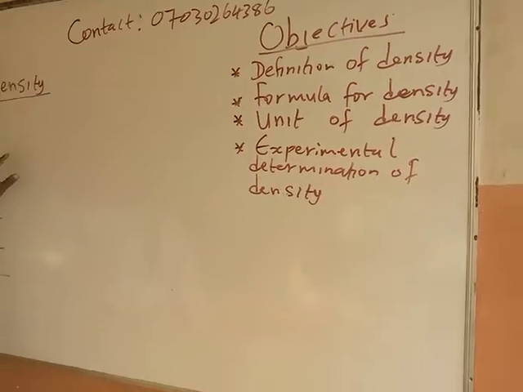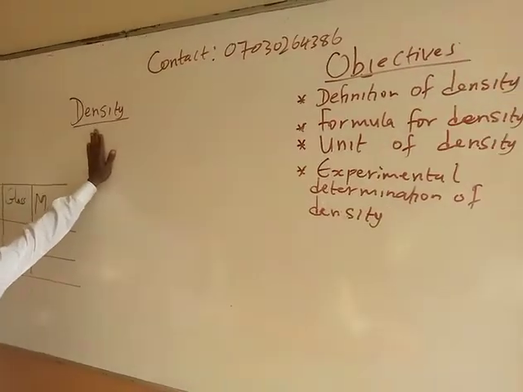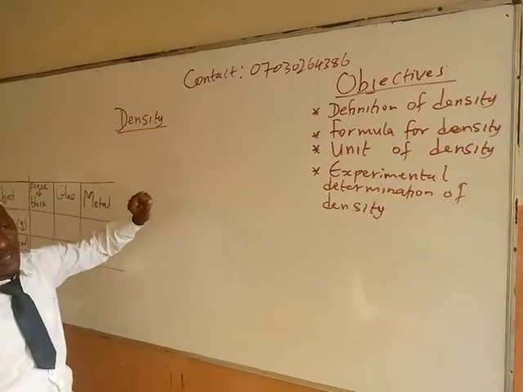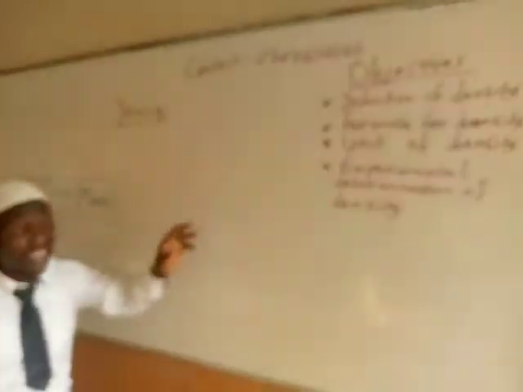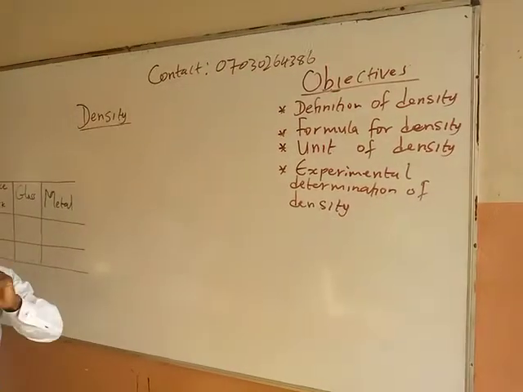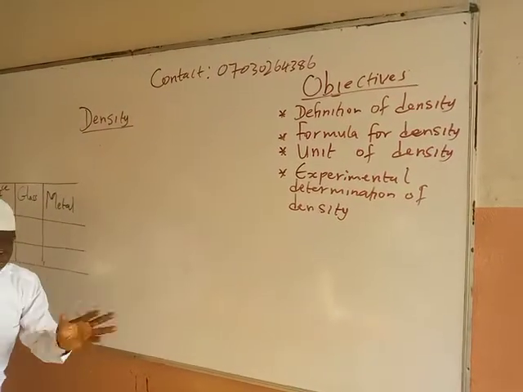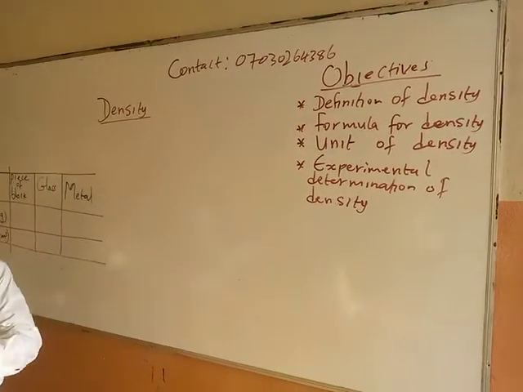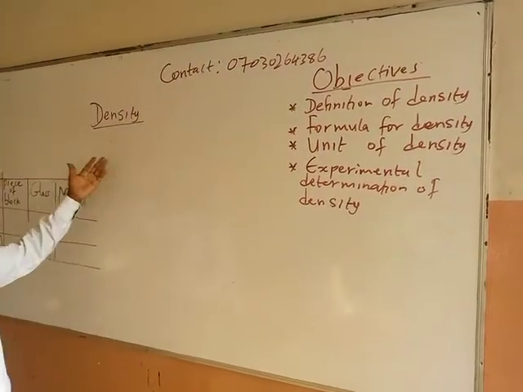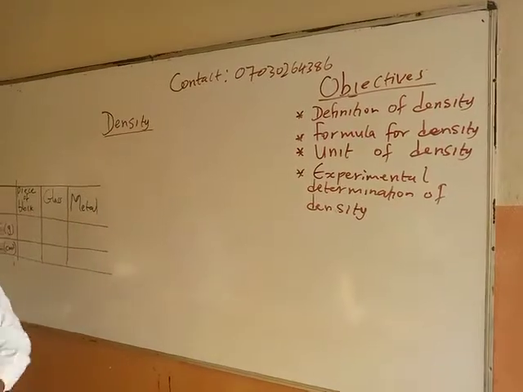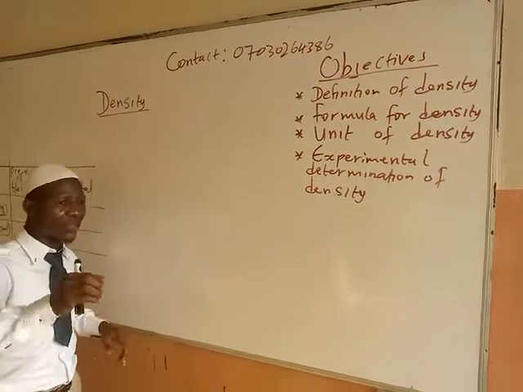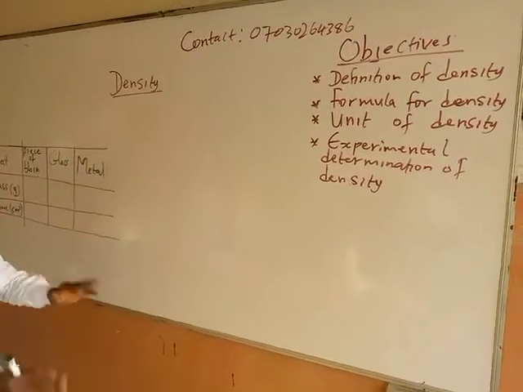Now, our topic for today is density. When we say density, we mean how to determine which object is heavier than the other. You can only do that when you get the same size of that object. You cannot just hold one object and say this object is heavier than this one. You cannot say stone is heavier than the metal until you get the same size of stone as that of the metal, then you measure their masses.